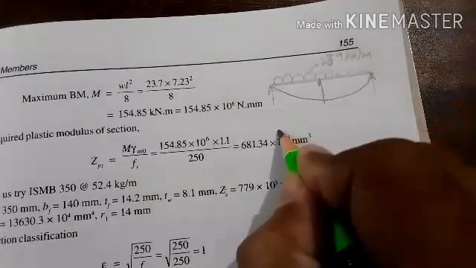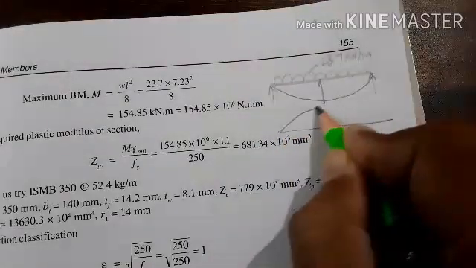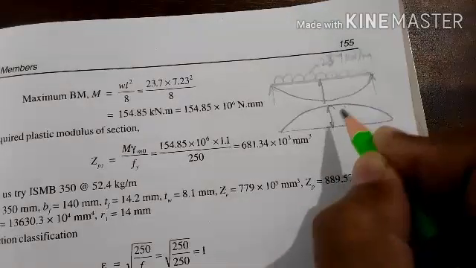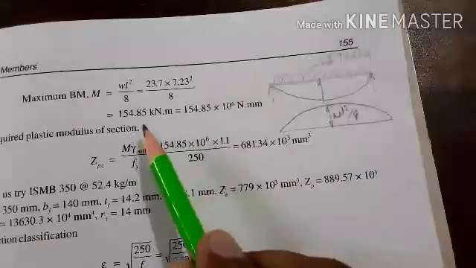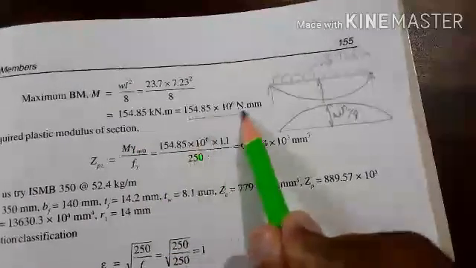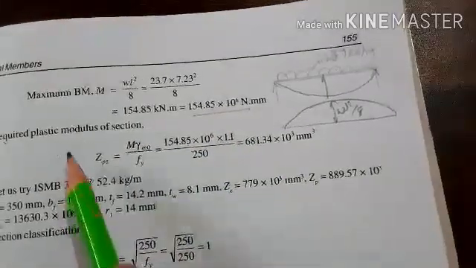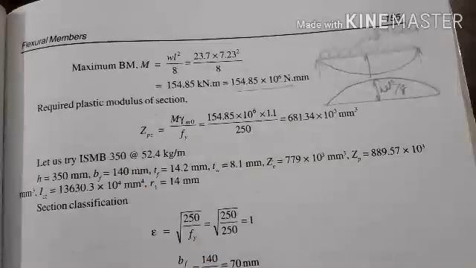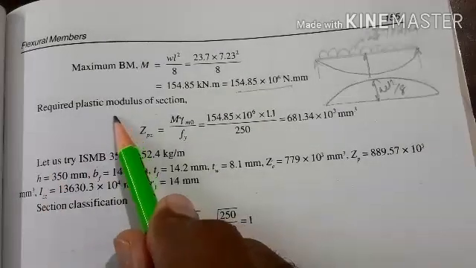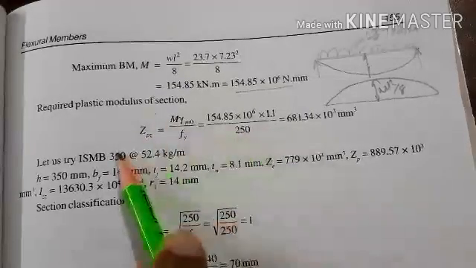Generally we get maximum bending moment as WL square by 8. Calculate the WL square by 8. This is the maximum bending moment we have to get. Then the required plastic modulus of the section we need to calculate. Based on this modulus of section, we choose the section.